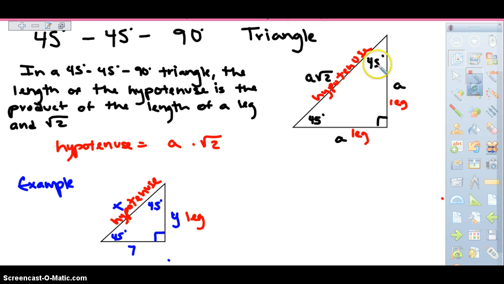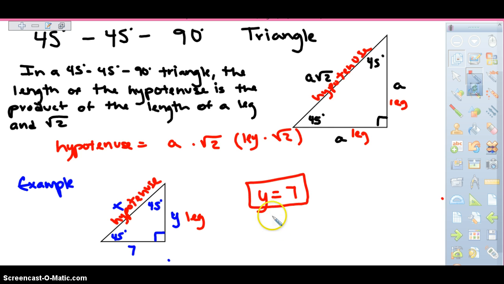So what do we know about 45, 45, 90-degree triangles? The legs are equal. So that means that y has to equal 7, because the legs are what make the 90-degree angle and they are equal. The hypotenuse is equal to the leg times the square root of 2. One more time. The hypotenuse is equal to the leg times the square root of 2. So what did we say the leg was? That means x, which is the hypotenuse, is equal to the leg 7 times the square root of 2.